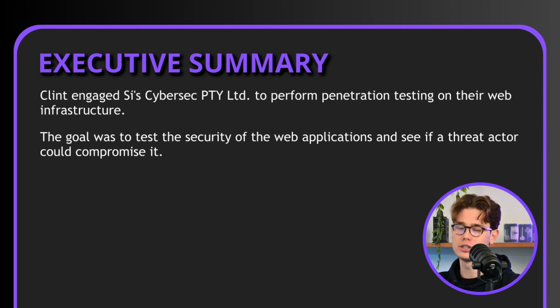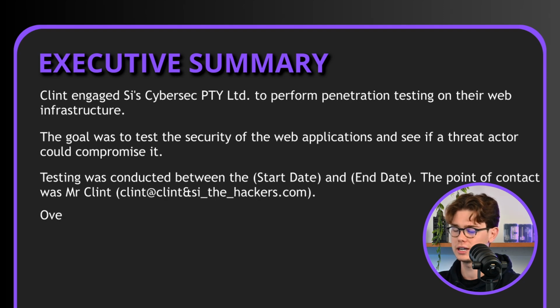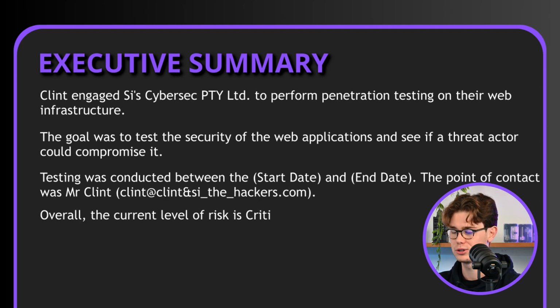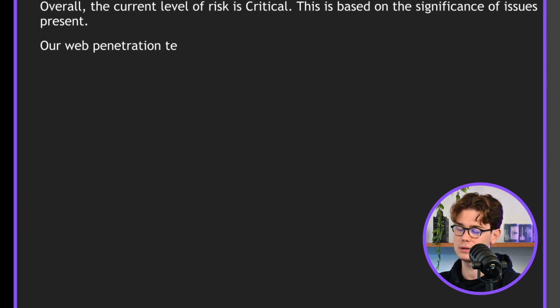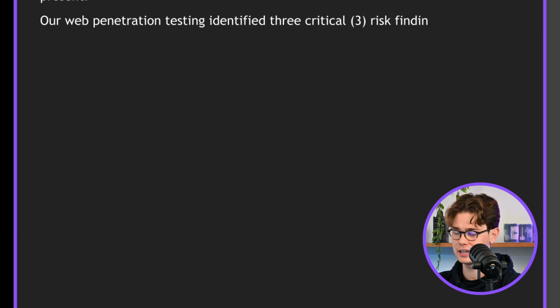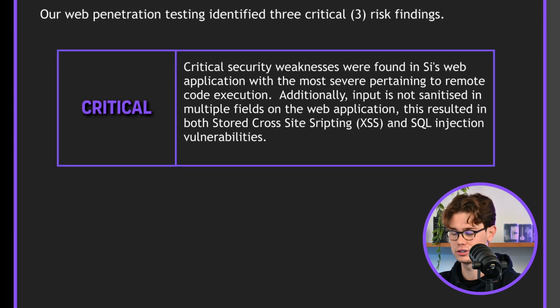But we need to add context. Therefore, mention the time frame. When did the testing happen? Include the dates and who was the point of contact. We rated the overall risk level as critical due to the nature of the vulnerabilities found in the application. For Simon's company, we identified 3 criticals in the application. It is important here to mention the severity, as this sets the urgency. Then give a brief non-technical overview of your findings.